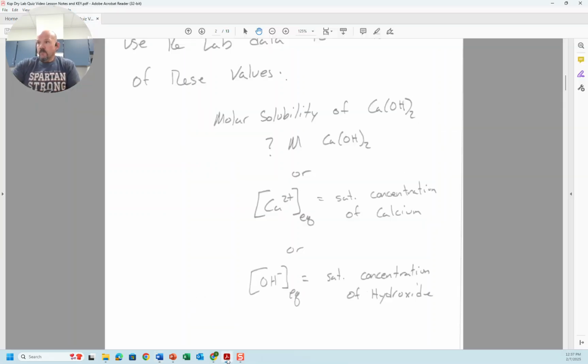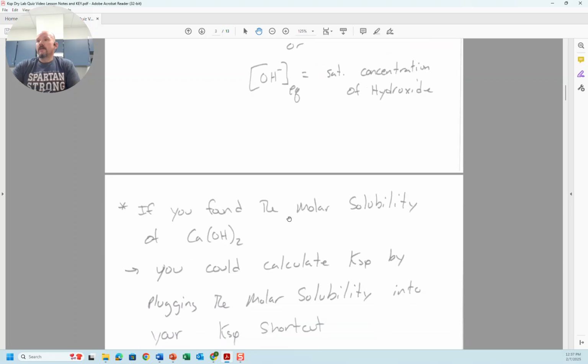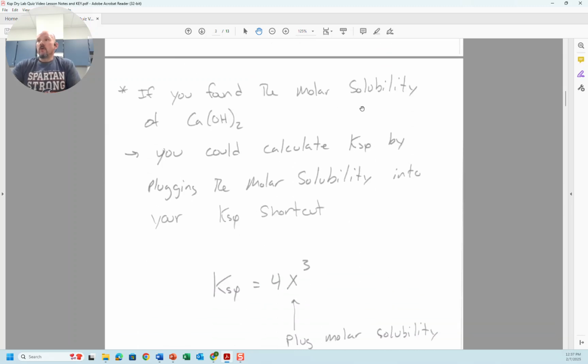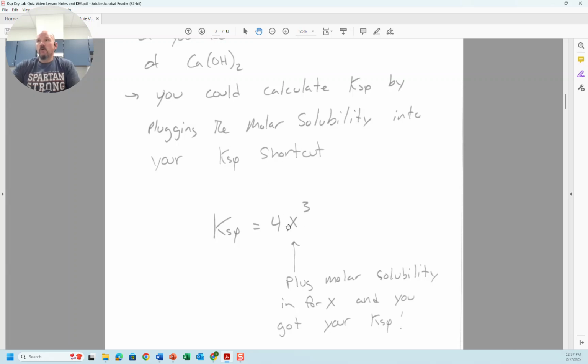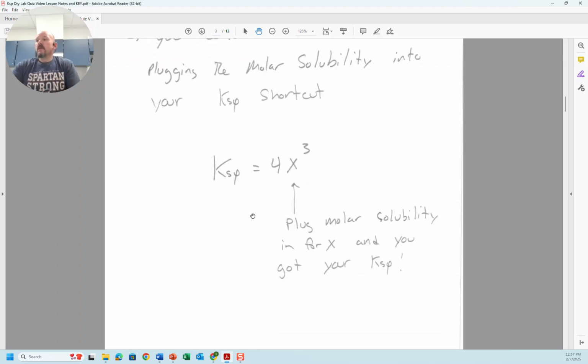So if we find the molar solubility, we can plug that molar solubility of calcium hydroxide into our KSP shortcut. Once I figure out what this number is, I plug it in, I cube it, and I multiply it by 4, and I've got my KSP.